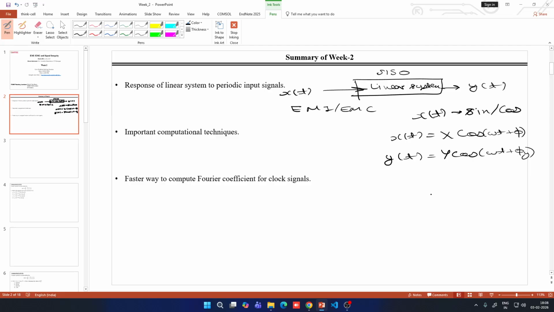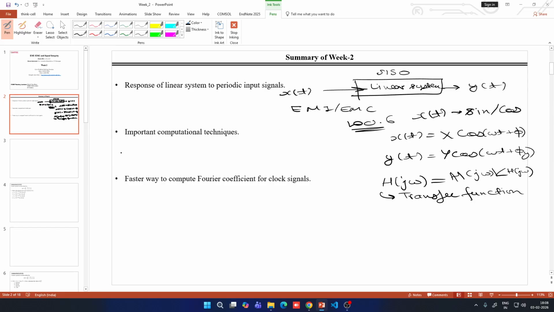If in the frequency domain we want to find this H of omega, which is the response of the system, or we can say the transfer function, it is given by the magnitude of H of j omega and its angle, angle of H of j omega. That has been covered during lecture 6.